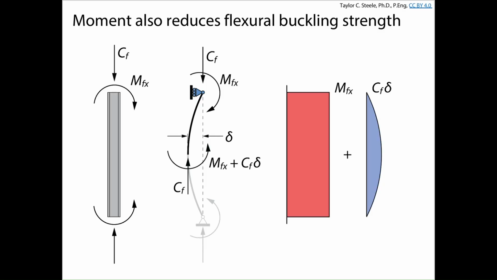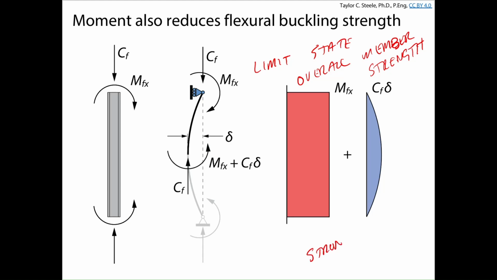And so in addition, we also have to check a limit state that we don't check for tension, because tension does not cause flexural buckling, and it's called overall member strength, which I hate as a term, but that's what they call it. I would call this just strong axis flexural buckling, which is really what it's intended to capture, because the presence of the moment makes the buckling resistance lower than it would be if the moment was not there.